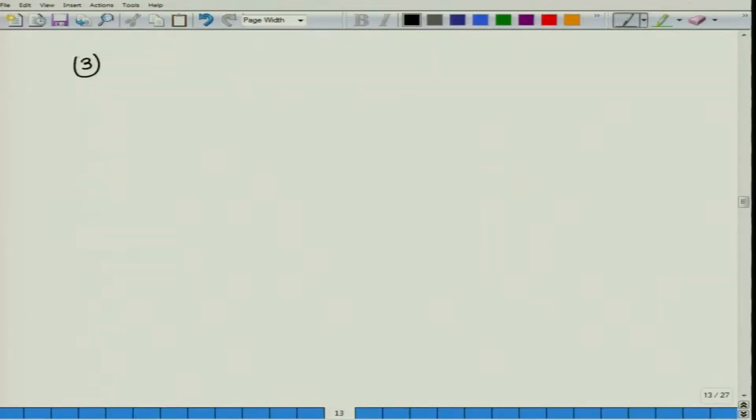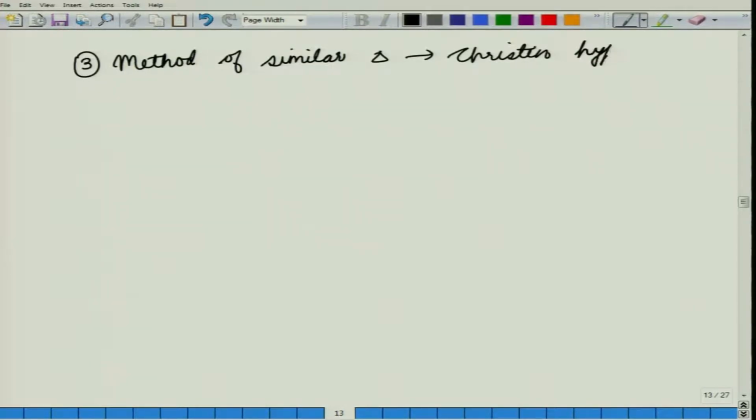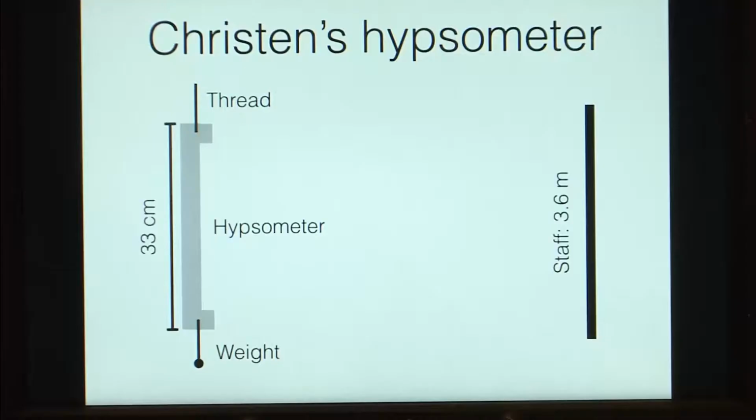A third way of using the method of similar triangles is the use of a device known as a Christian hypsometer. So, looking at the slides now, a hypsometer is a very simple device. It is either made of wood or metal or plastic or say cardboard. So, it can be made out of any simple materials.